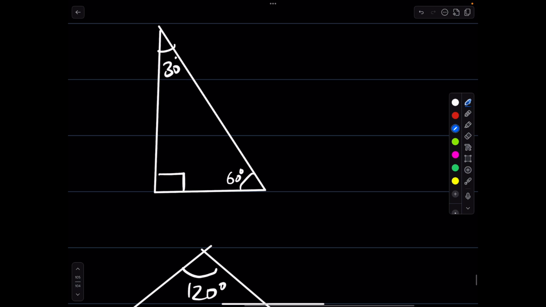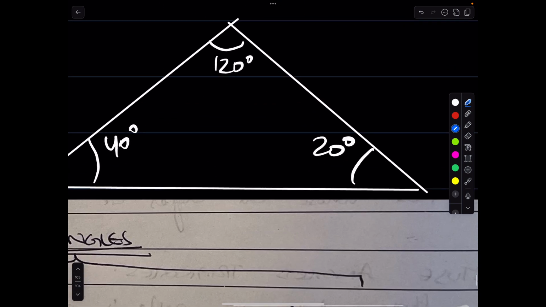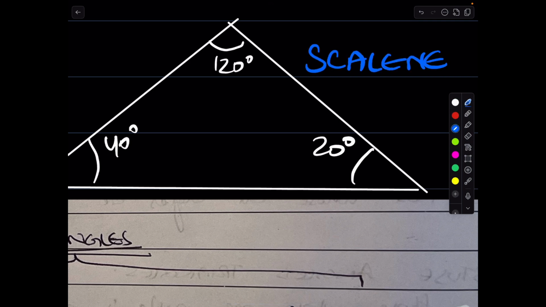We have this too. We have a 90-degree angle. Thus this triangle can be classified as a right angle triangle. And then we have 30 and 60. All angles are different. Thus this is a scalene triangle as well. And finally you have this. All angles are different first of all, and one angle is greater than 90 degrees. Thus an obtuse angle triangle as well.